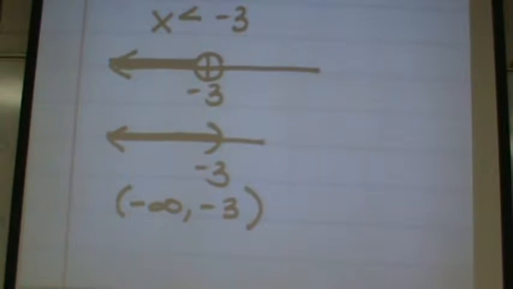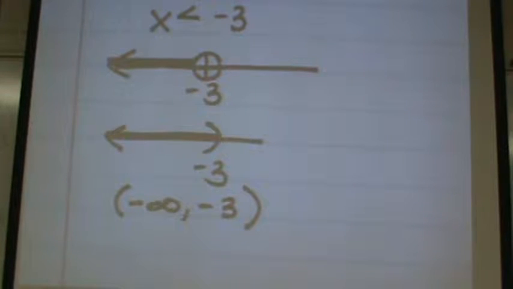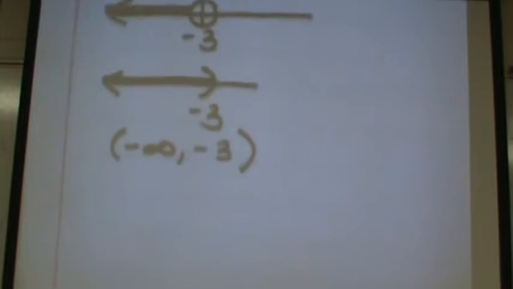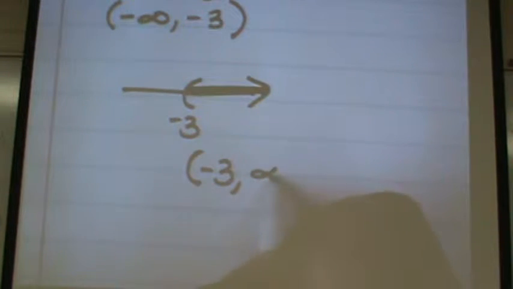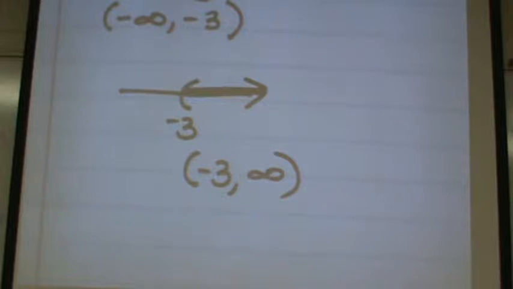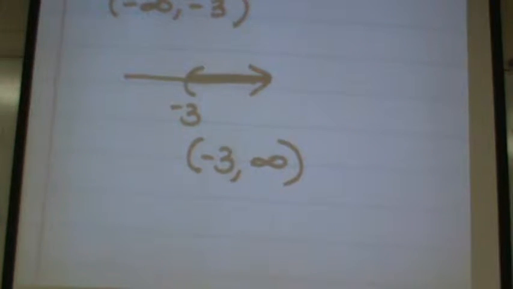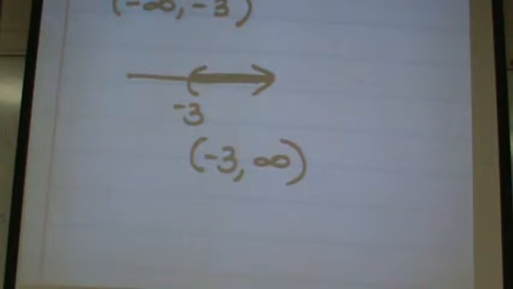If you were to do like x is greater than -3, would you put parentheses the other way? You would go like this. That's a good question. So if you have a -3 and you're going this way, you would say -3 to positive infinity. Okay, did you get it?